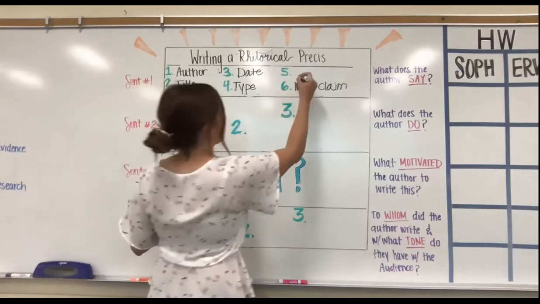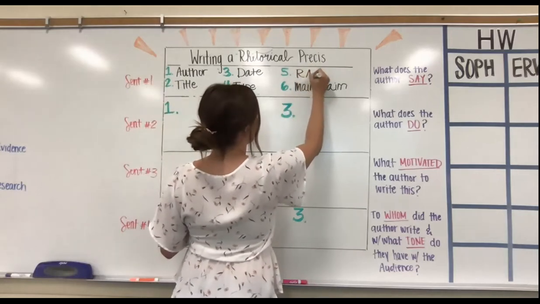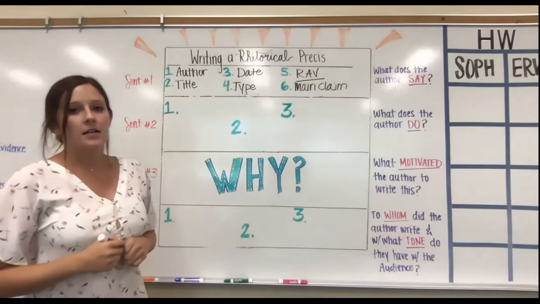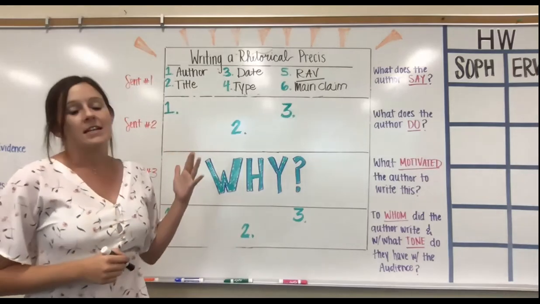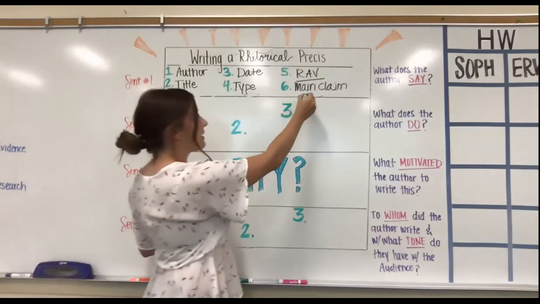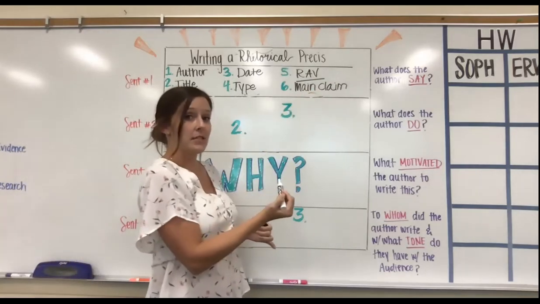So here, I'm just gonna write RAV. You guys know what RAVs are. So that's what goes in your first sentence. That's it. That's all you have to do. But again, we're talking about the main claim because we're summarizing.